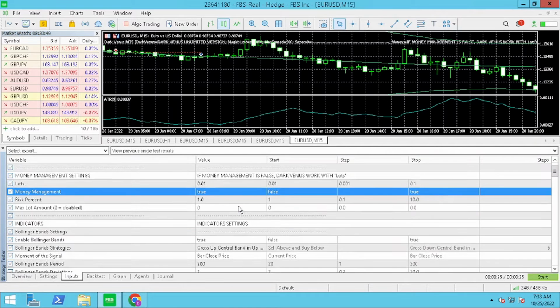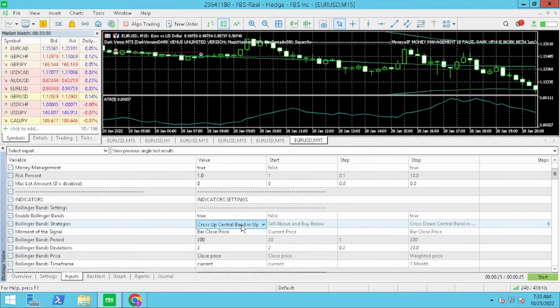So that was our first strategy, cross up central band in an uptrend. And we have created 3 different strategies. So let us take a look at their parameters.